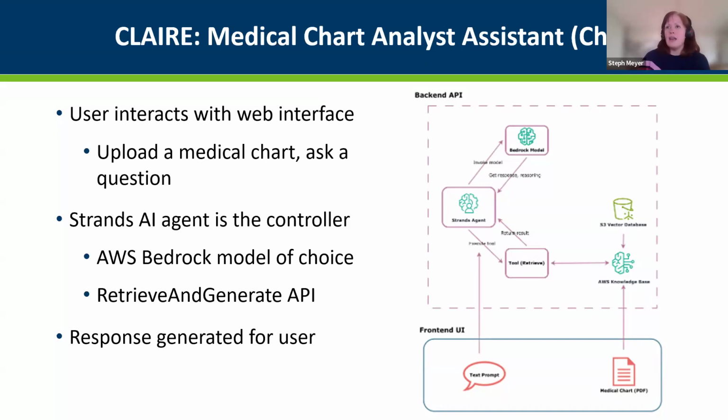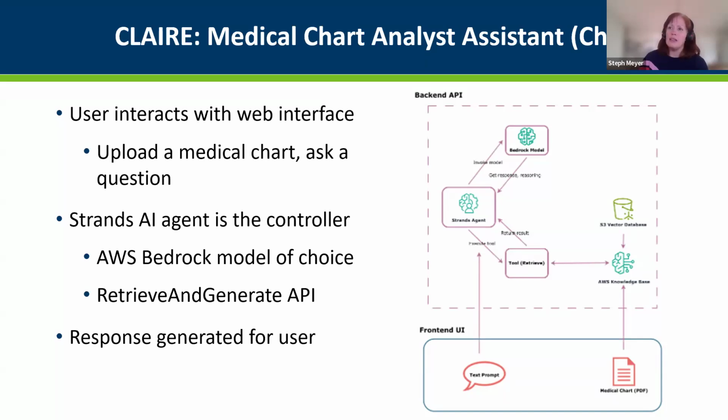After we have that, we have a Strands AI agent that will accept whatever prompt is typed into the chat. In our system, the Strands AI agent is like a controller. This is the logic layer that orchestrates the AI behavior. It receives the question, decides to search a knowledge base, and retrieves information. It then sends that to a large language model so that we can get a response. And we can use any large language model. Amazon Bedrock is the platform that we use, and it provides us access to whatever large language model we choose.